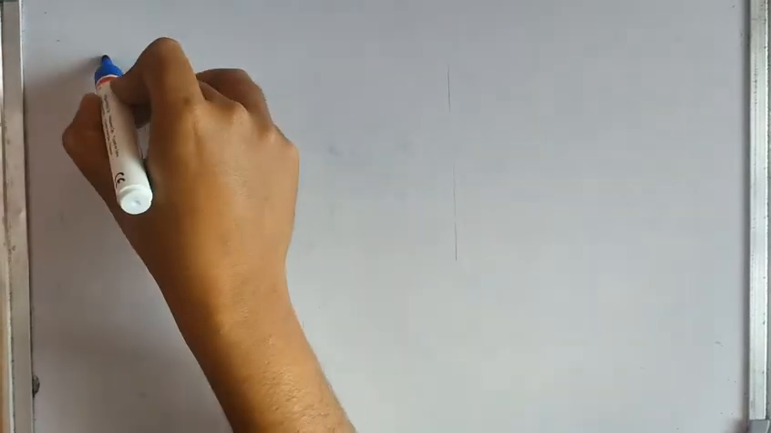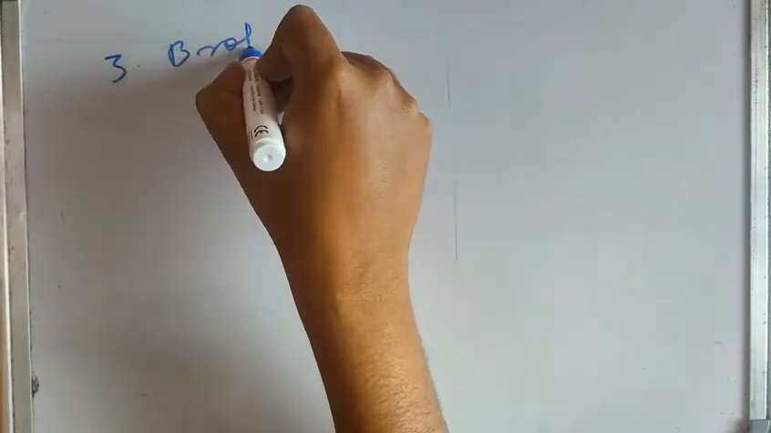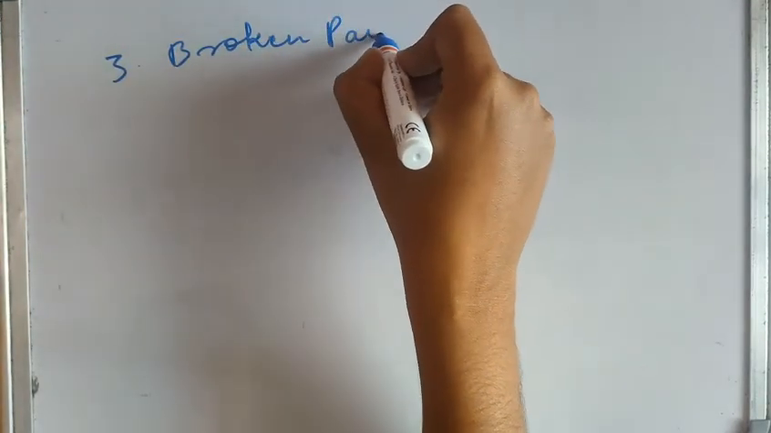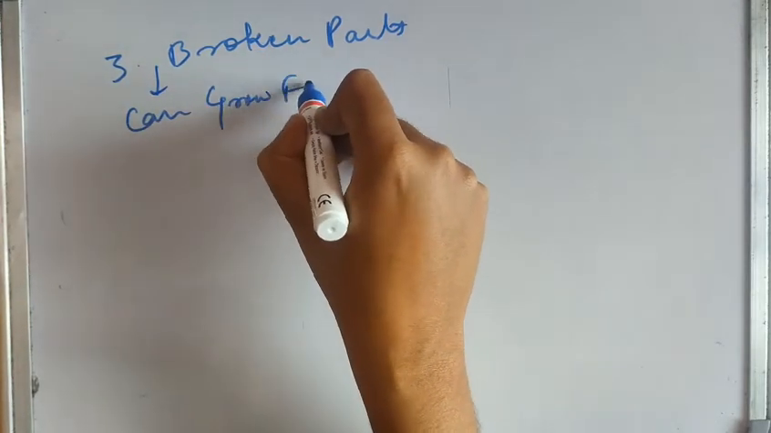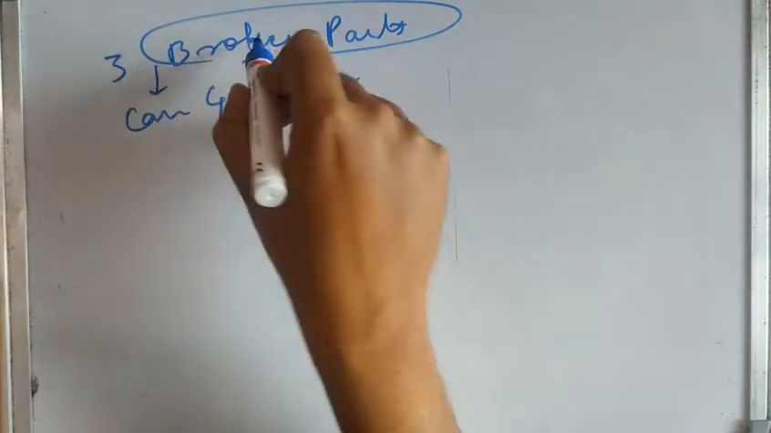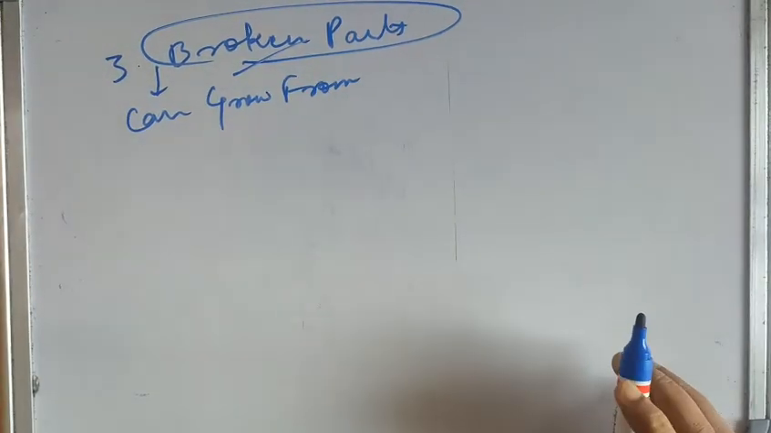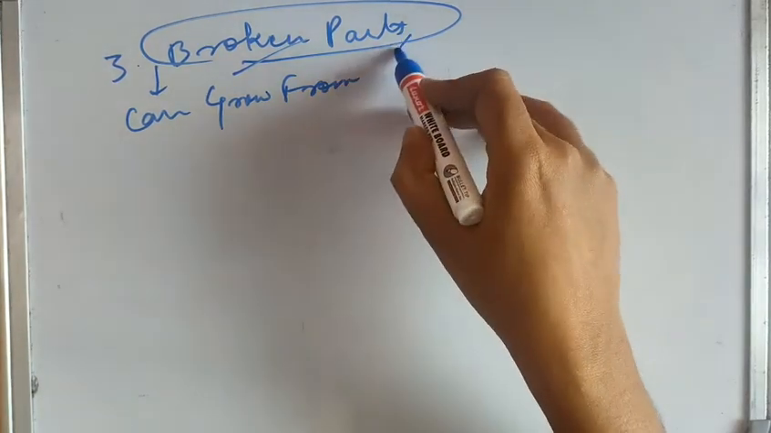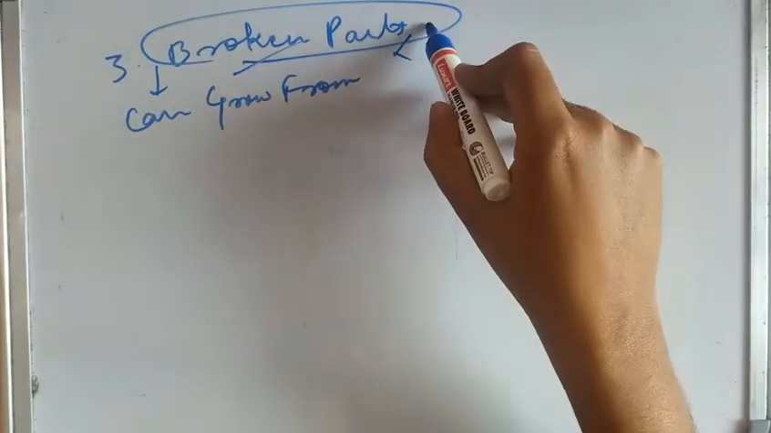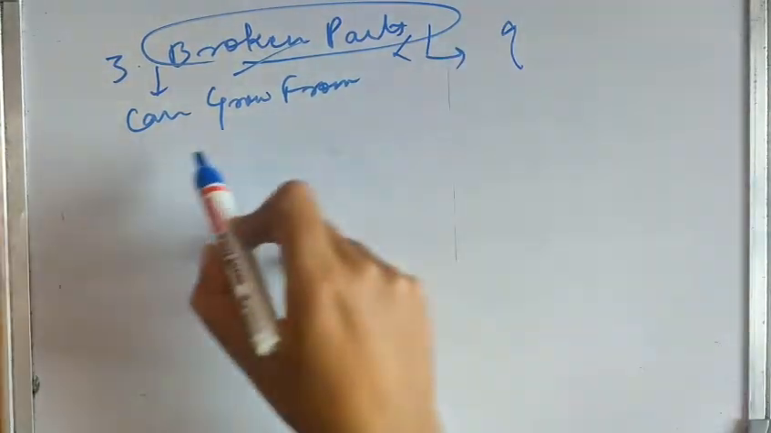It can even grow from its broken parts. So if you are not controlling it properly when you are removing it, if we leave any of the broken parts in the field, it will grow again.